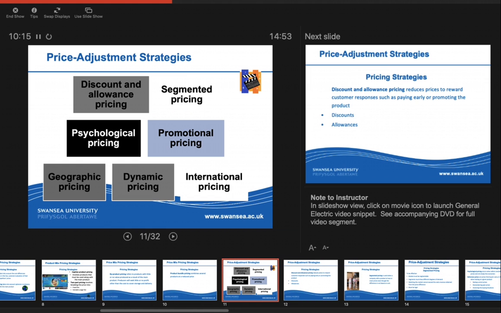There's some price adjustment strategies there. We're going to go through them one by one again, but these tend to be a little bit more tailored towards specific target markets that you may have identified. So in general, most businesses will have more than one target market based on either age, demographic, geography, psychographic, or so on.